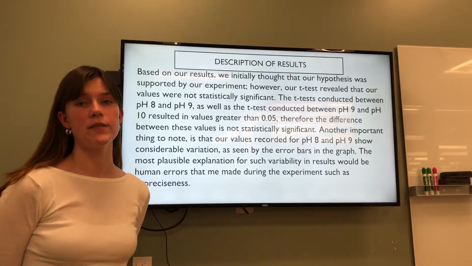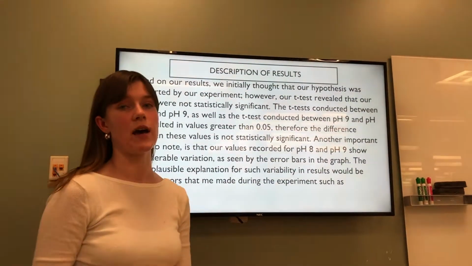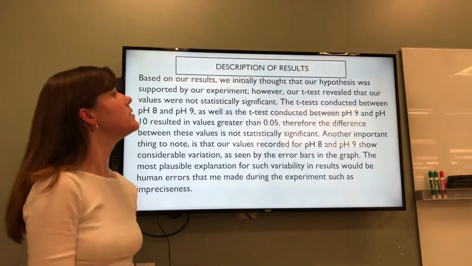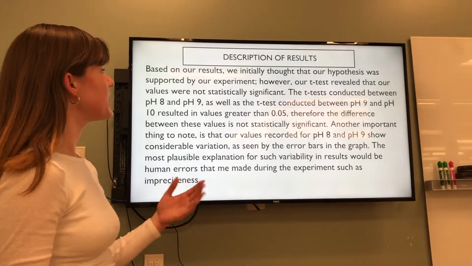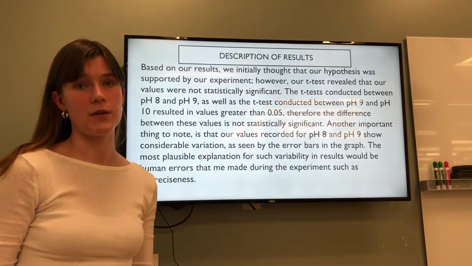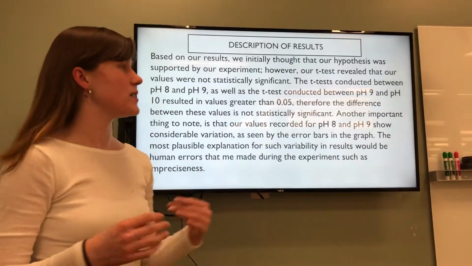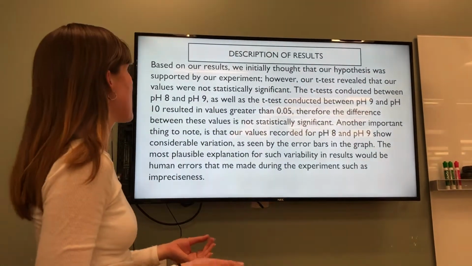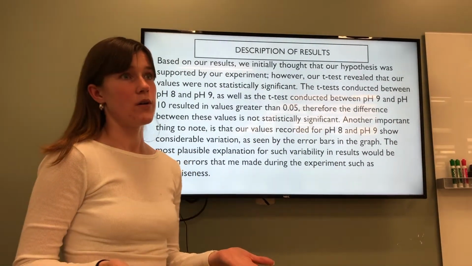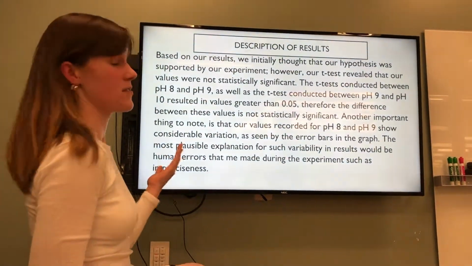So our hypothesis going into this experiment was that enzyme activity would be most optimum at pH 9. We initially thought that our hypothesis was supported by our experiment. However, our t-test revealed that our values were not statistically significant, so our hypothesis isn't supported.